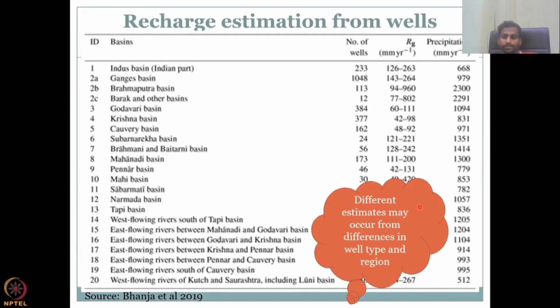So as I said, more recharge is happening in the Brahmaputra compared to the other regions, and the Pennar in the south has very, very less recharge.